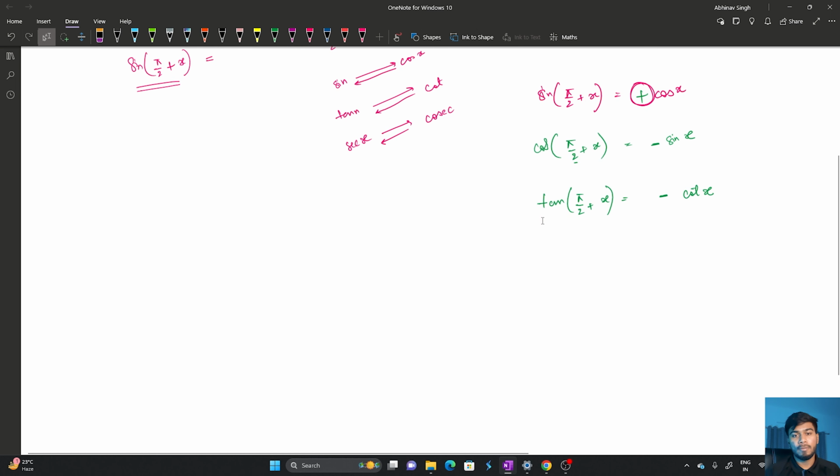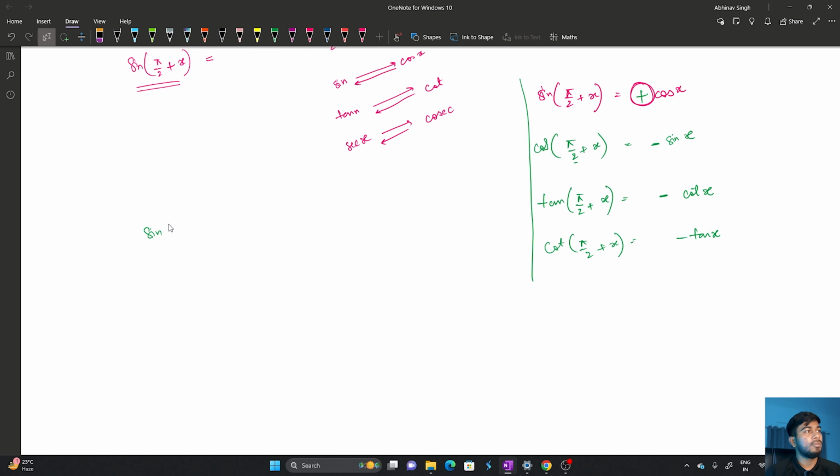Similarly, you can write the value for cot pi by 2 plus x. That will come out to be, since it is pi by 2, it will be tan, and cot is negative in the second quadrant, so it will be minus. Cool. Now this is for the pi by 2 series. Now I will tell you about pi.